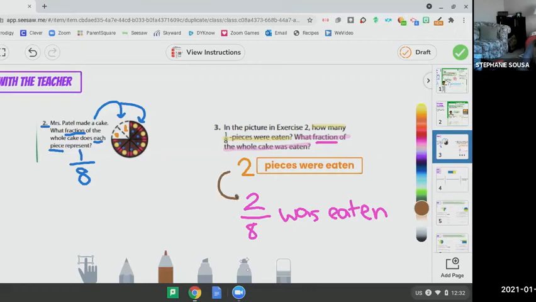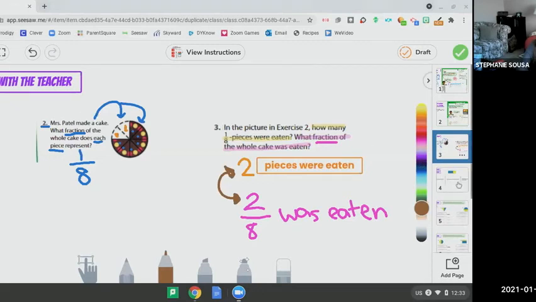You'll notice that this number is the same. My numerator is the same as the number of pieces that were eaten because all we're doing is taking pieces and representing it as a fraction. That is a pattern that we are wanting you to notice. Okay, the top number, the numerator in a fraction, describes the number of pieces being discussed in a problem. Any questions on that one? Okay, feeling good? Alrighty.